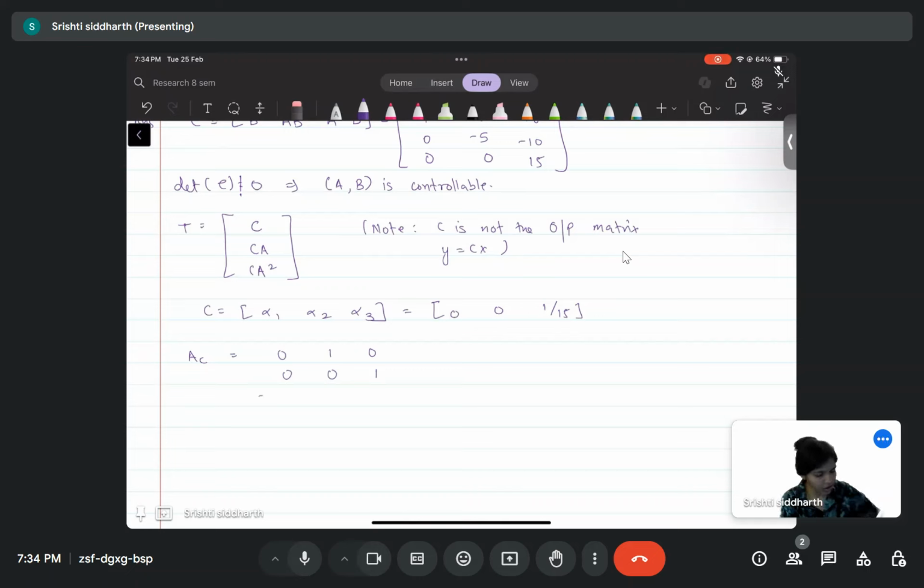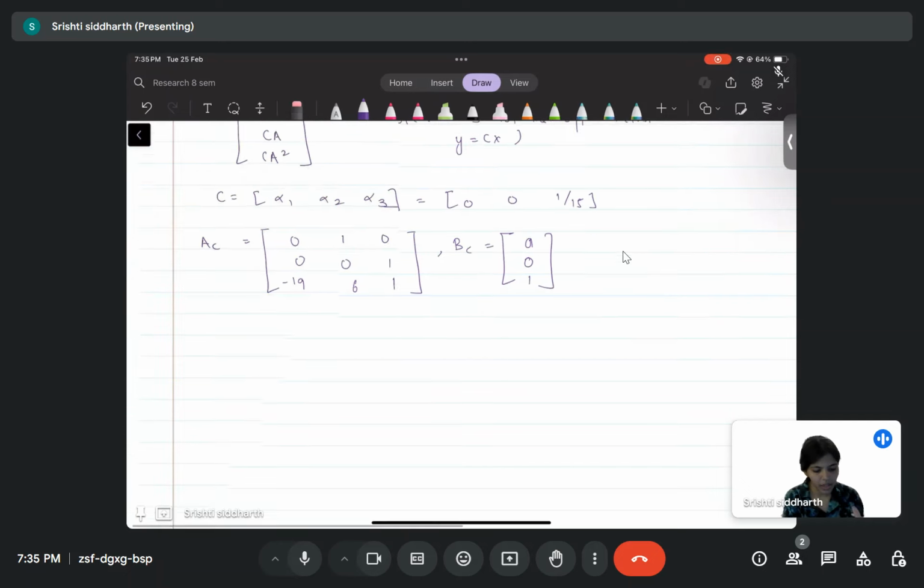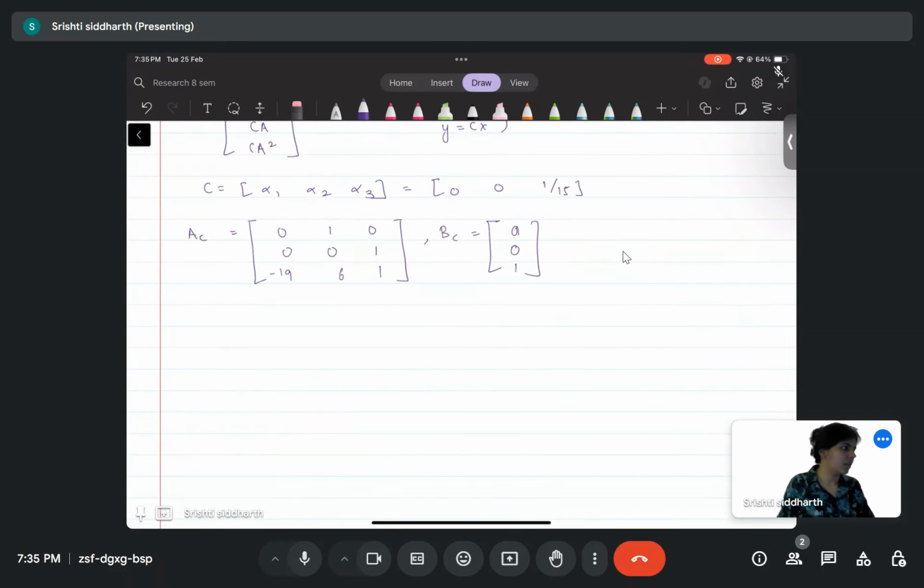And then we have, let's see, this is minus 19. I think I wrote it 14 earlier. Minus 19, 6, and 1. And BC is in the standard form. So 0, 0, 1. And now we can just design the eigenvalues for the pair AC, BC.